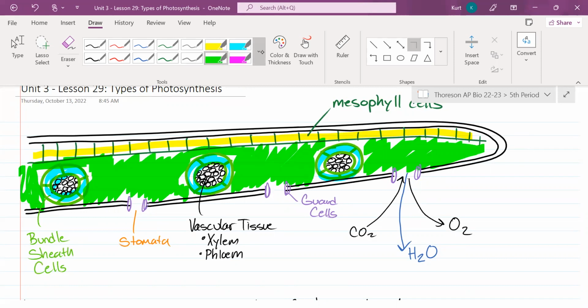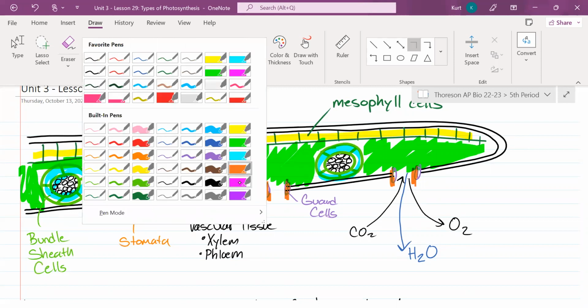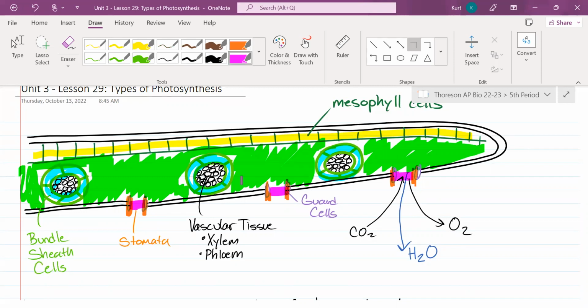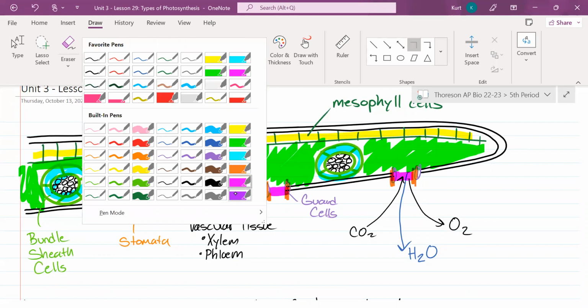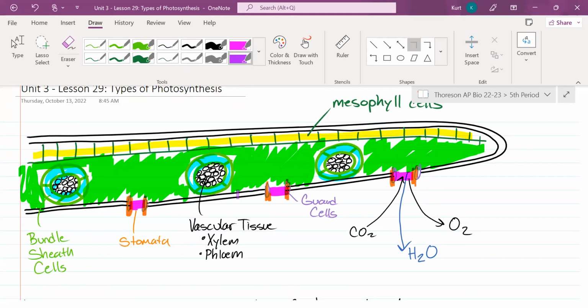Down here, you have guard cells, which can open and close the stomata, which are on the bottom of a leaf. And then finally, as I just said, you do have these openings, which are called stomata. CO2 enters, oxygen exits. And sometimes water exits when conditions are pretty hot and dry.